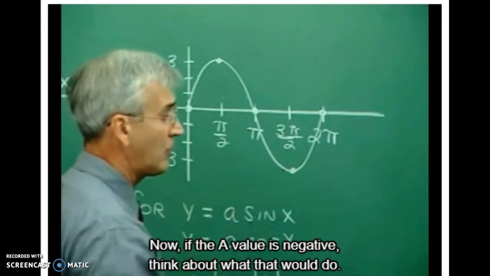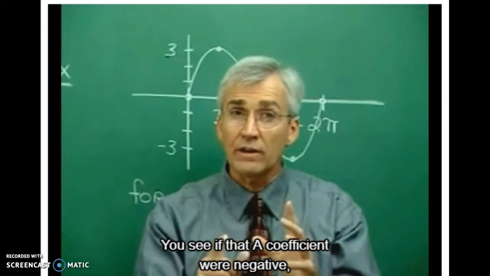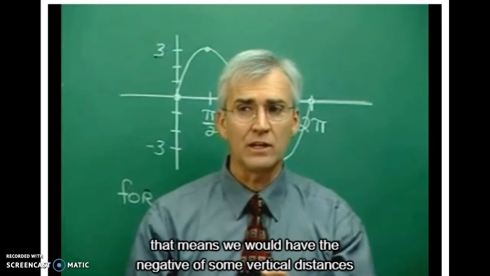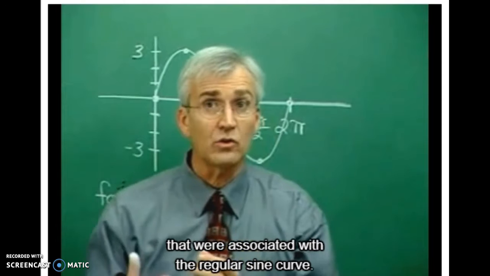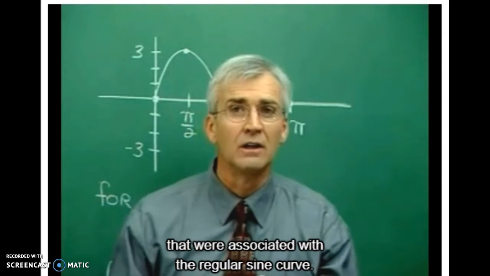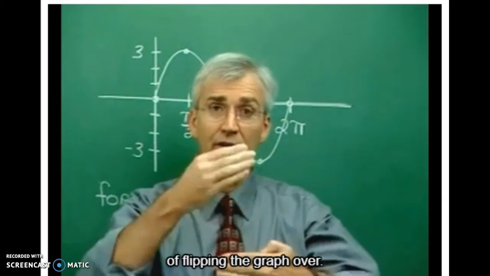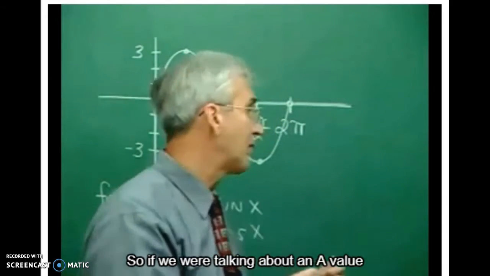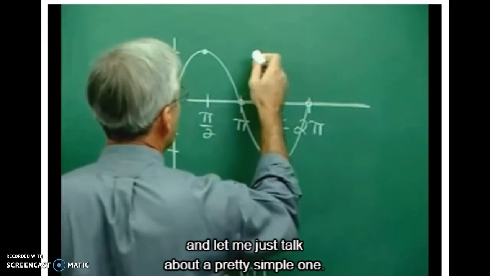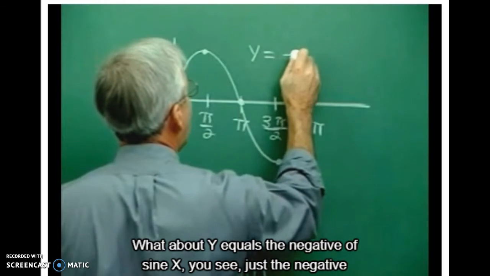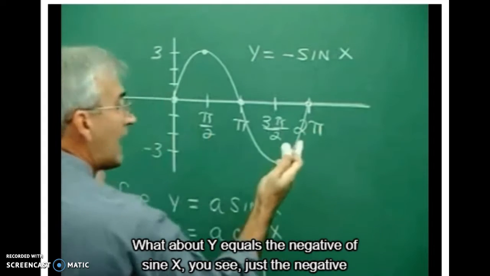Now, if the a value is negative, think about what that would do. If that a coefficient were negative, that means we would have the negative of some vertical distances that were associated with the regular sine curve. The negative of vertical distances, well, that's our concept from before of flipping the graph over. So if we were talking about an a value, let me just talk about a pretty simple one. What about y equals the negative of sine x? Just the negative of sine x.